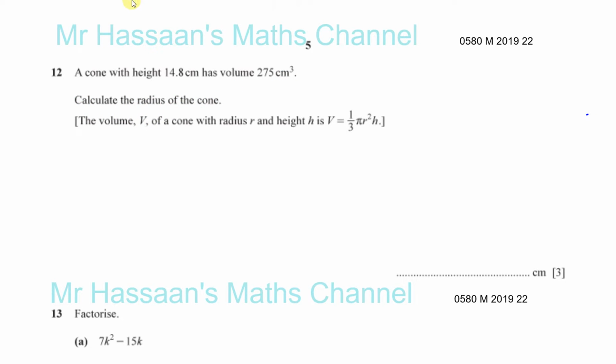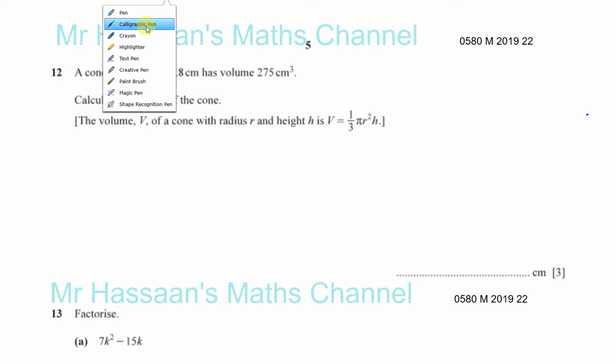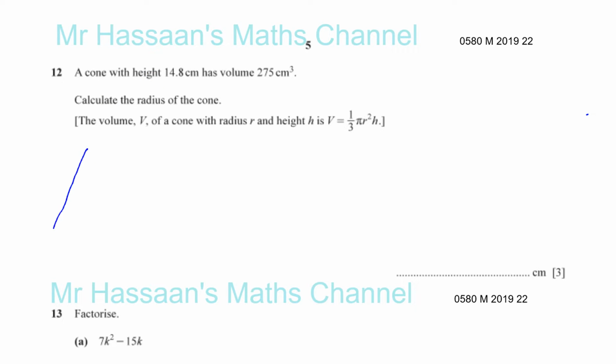Now the volume of a cone is given by the formula. They actually give us a formula, so it's pretty simple. That's what a cone looks like. You don't actually need to draw it, just for your purposes. We have to find the radius. We know the vertical height is 14.8 centimeters. We know the volume is 275 centimeters cubed.